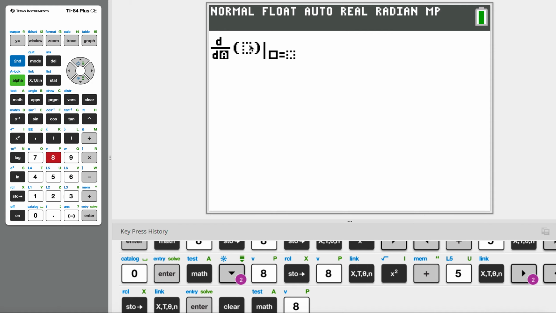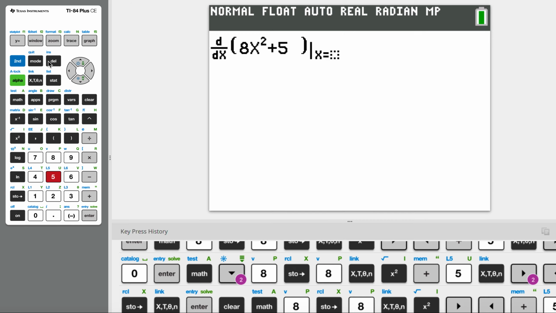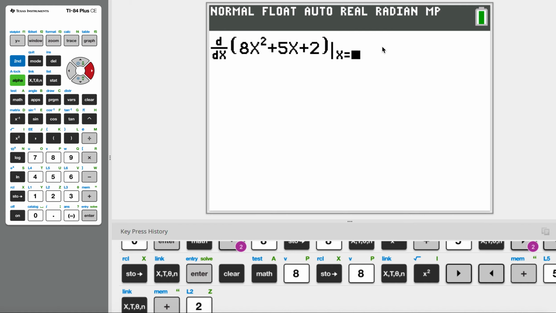Most commonly it is dy/dx, but it can be dy/dA, B, C, D, dy/du, and so on. So it's d/dx, and for instance my example here is 8x squared plus 5x plus 2, which is the example I'm using in this video. And after I input all this, you have to input what x is.